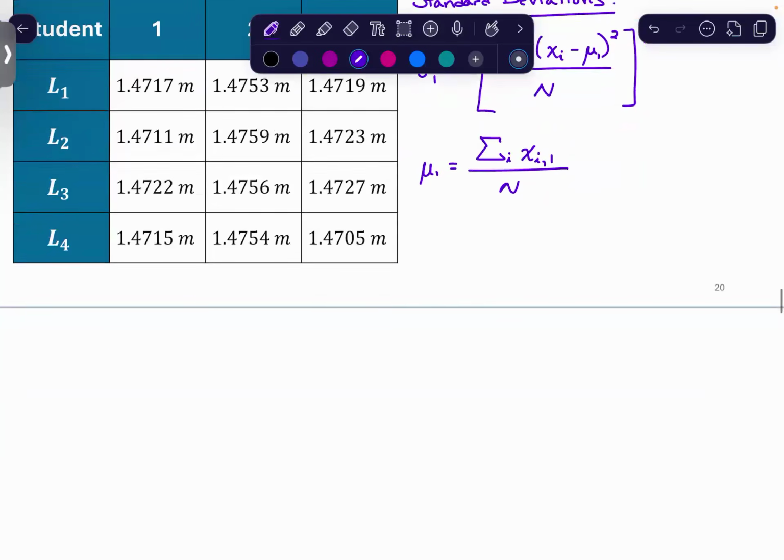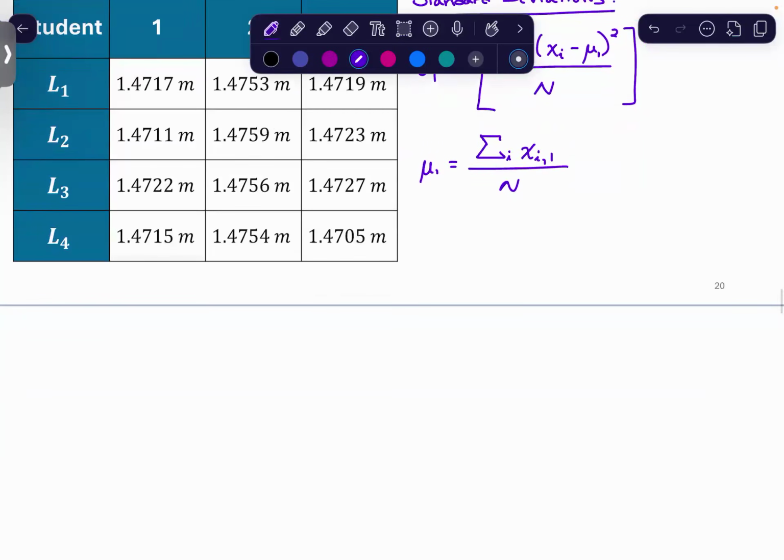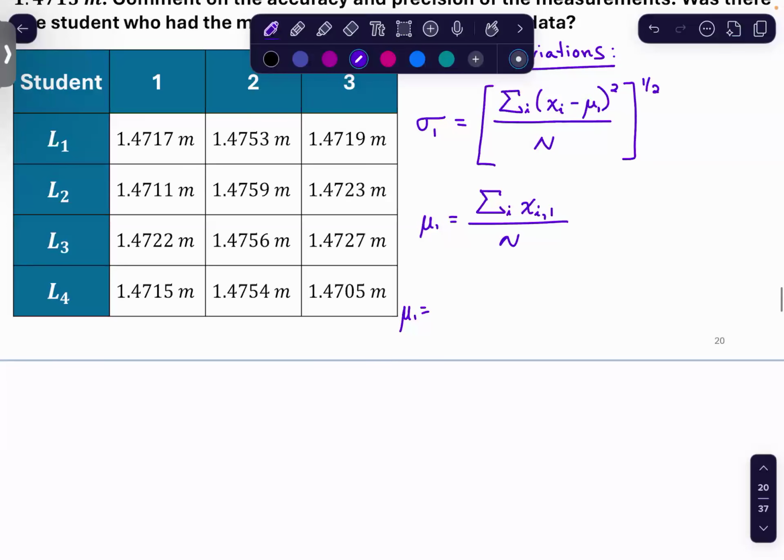Okay, well, let's see. Mu 1, that's going to be, and now I'm going to show you the full calculations one time. And then I want you to put in the numbers for the others. So I'm going to show you for student 1. And I want you to put in the numbers for the others and make sure you're getting the same numbers.